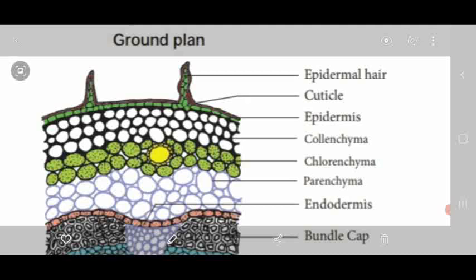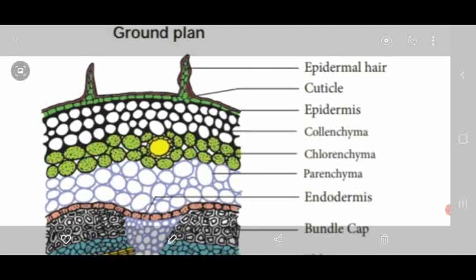This is the transverse section of the dicot stem. First, the outermost layer, epidermis, which is green in color. That epidermis is covered by a layer called cuticle, which is brown in color. Then there are some hair-like outgrowths, which are multicellular. See, there are many cells. Multicellular, that is epidermal hair.